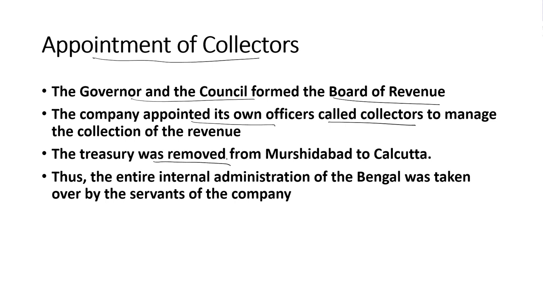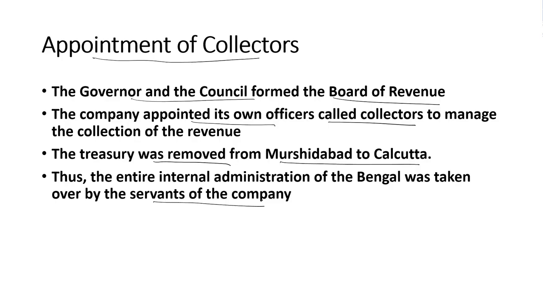His next attention was to shift the treasury from Murshidabad to Calcutta. Murshidabad was the capital of the Nawab, and Warren Hastings shifted this treasury from Murshidabad to Calcutta. So, with the appointment of the collectors, the entire revenue collection management began to be vested in the hands of the officials of the company.